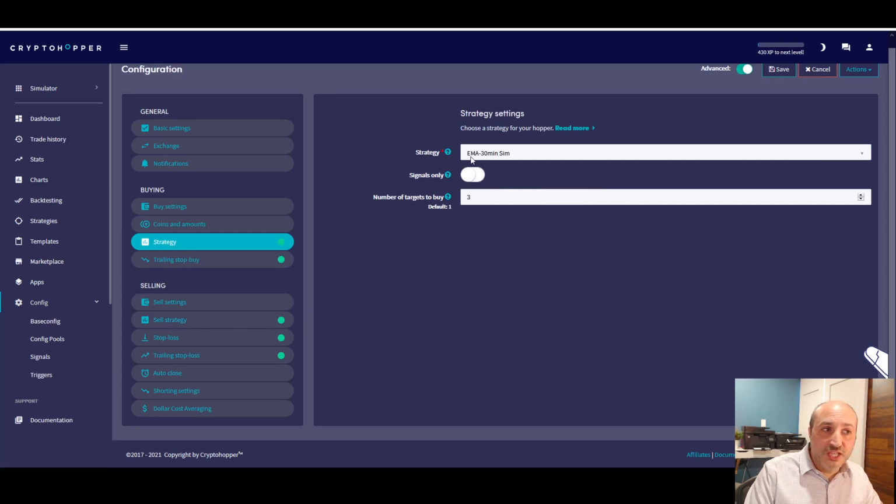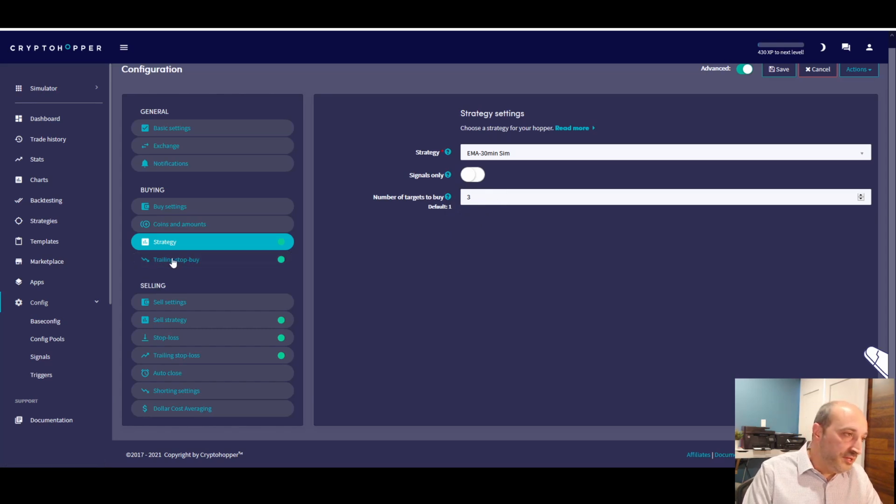Strategy right here. So make sure you change the strategy to the one you just created, so make sure it's the right one. And number of target to buy, you can put anything you want, so that would be how many targets it would buy if it sees a lot at the same time.